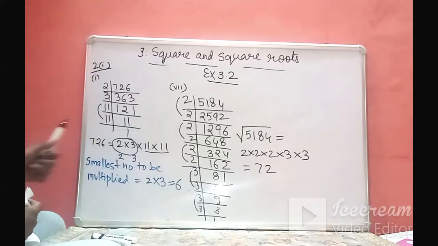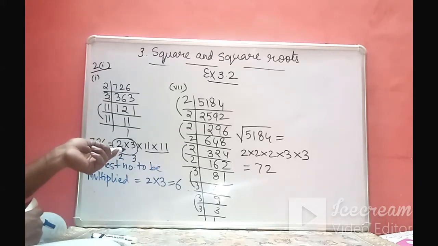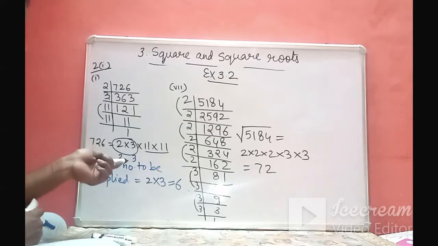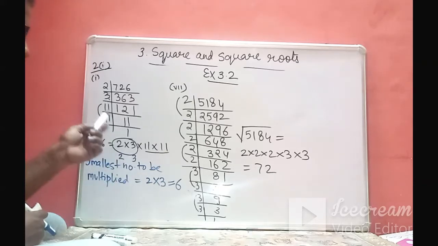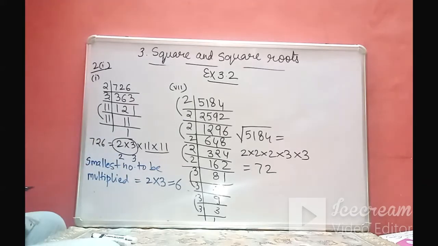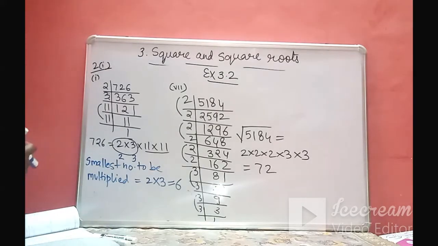Again I am telling you, just do the prime factorization and see which prime factor is not having the pair. In this, 2 and 3 are not having the pair. So we have to multiply these 2 and 3 with this number so that it becomes a perfect square. Similarly in case of division type questions also, like the very next question.